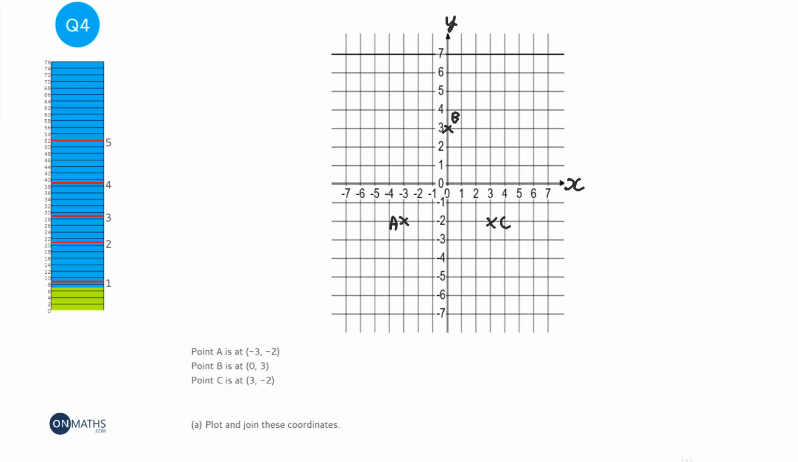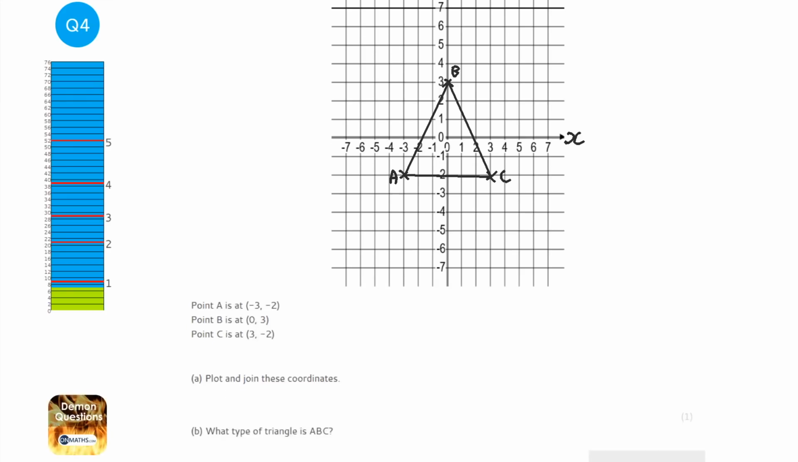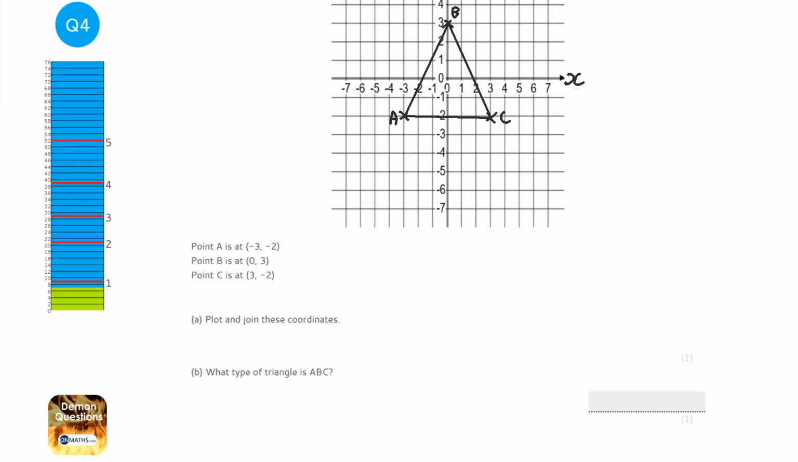So that's point C. And it says plot and join these coordinates. So I'm just going to get my ruler and plot and join them. Well, we've plotted them, so we're just going to join them. And there we go, makes a nice little shape there. Now question B says what type of triangle is ABC? So looking at it, it looks like this length here and this length here are exactly the same length. So when we've got a triangle with two sides the same length, it's an isosceles triangle.